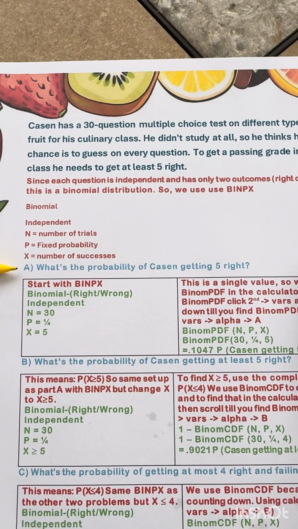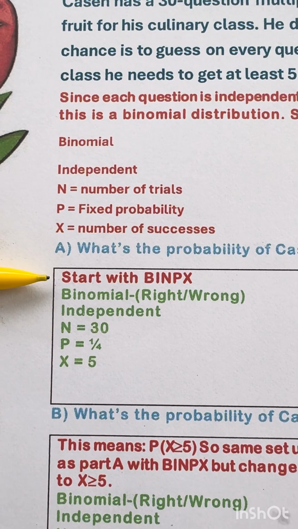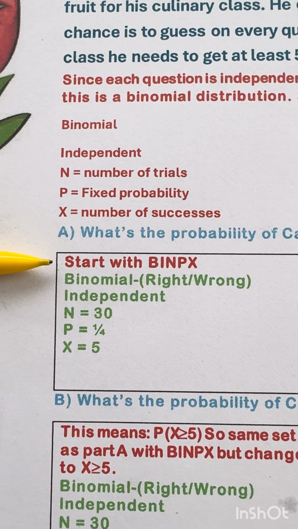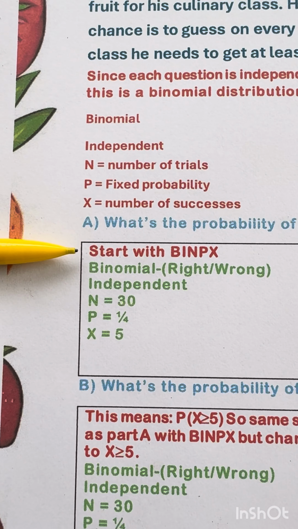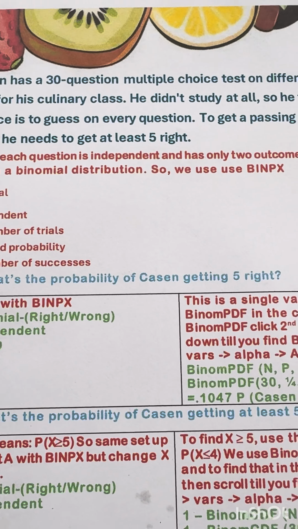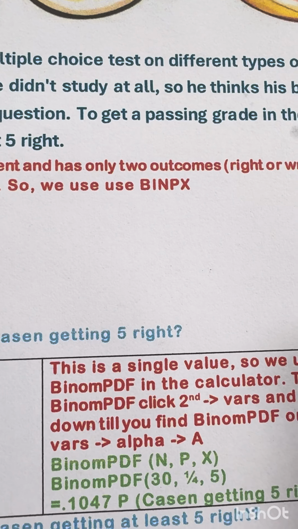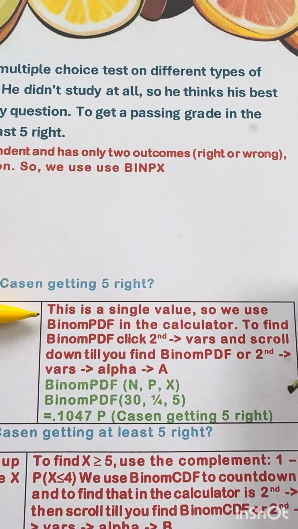What's the probability of Casen getting 5 right? First, you want to start by listing out your BINPX. We know it's binomial, independent. We know the number of trials equals 30. The fixed probability is 1 in 4. We know that X equals 5 because we are measuring the probability of Casen getting 5 right. This is a single value, therefore we will use binomPDF in the calculator.